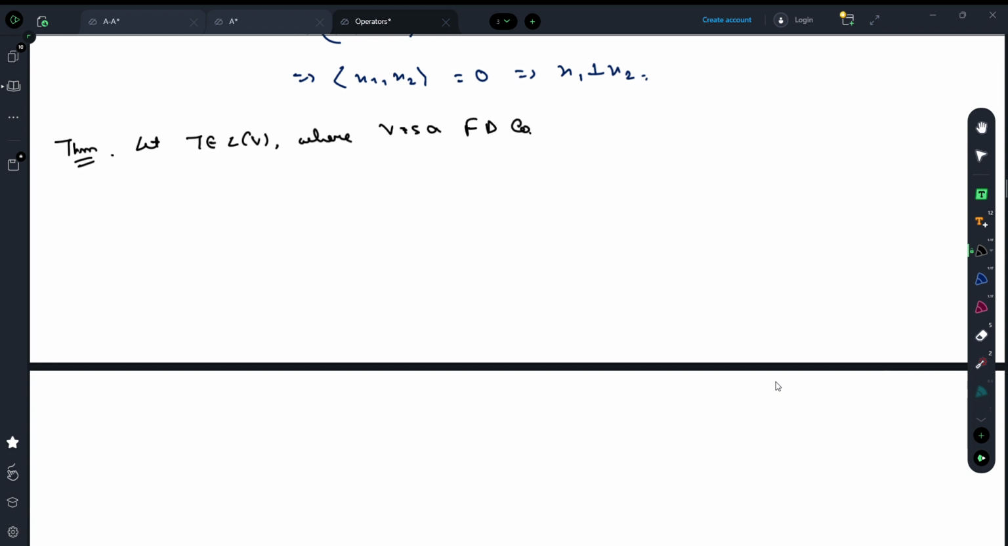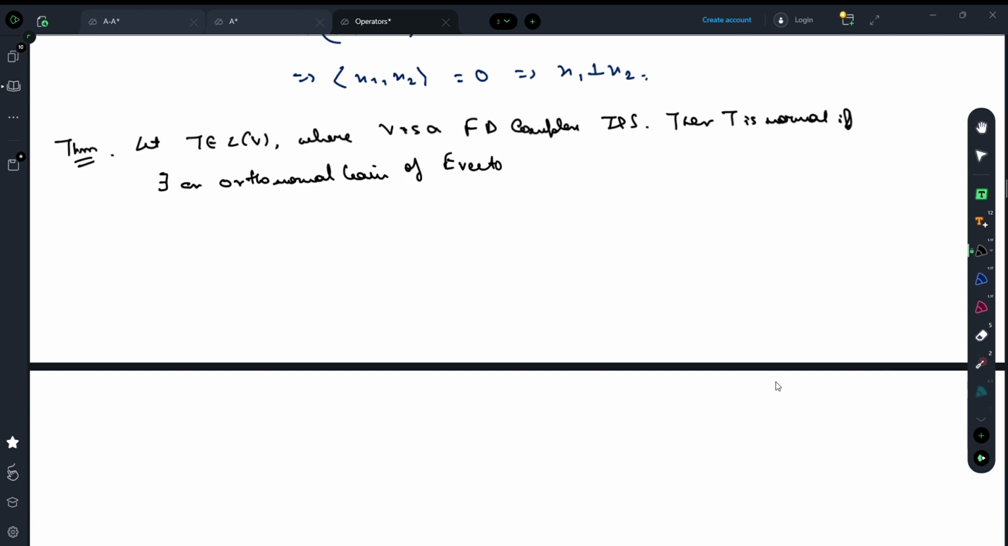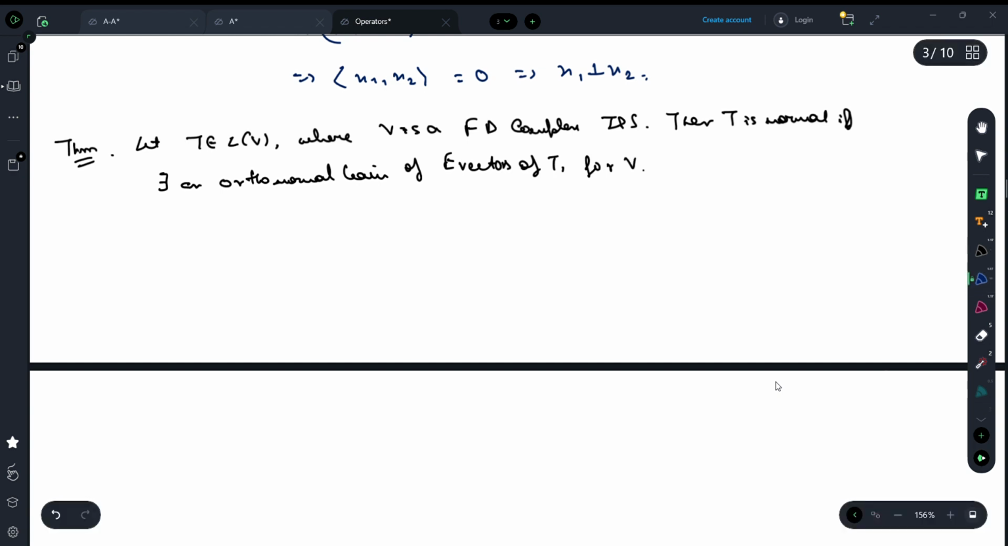The theorem says: let T be a linear operator where V is a finite dimensional complex inner product space. Then T is normal if and only if there exists an orthonormal basis of eigenvectors of T for V.